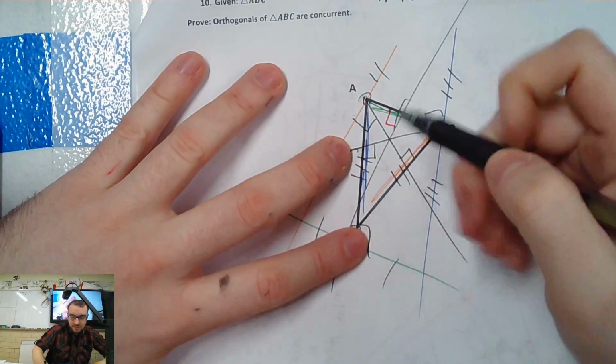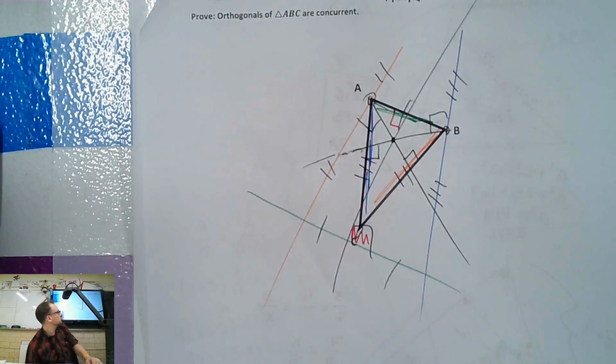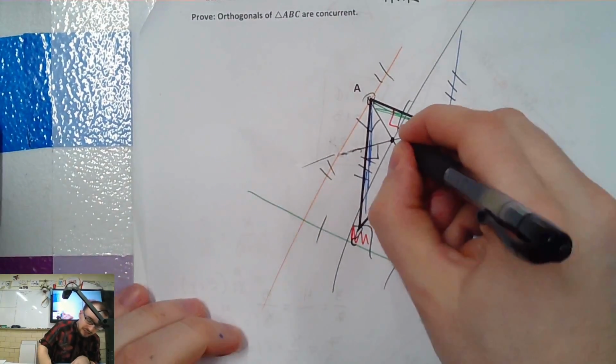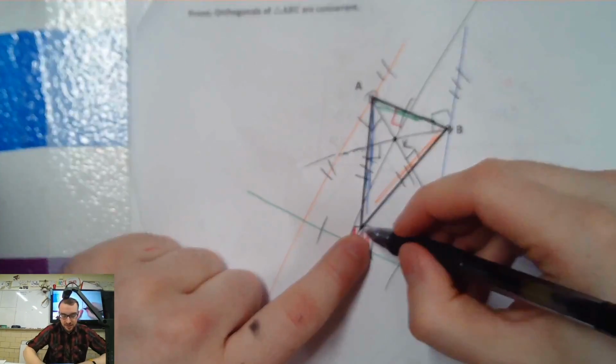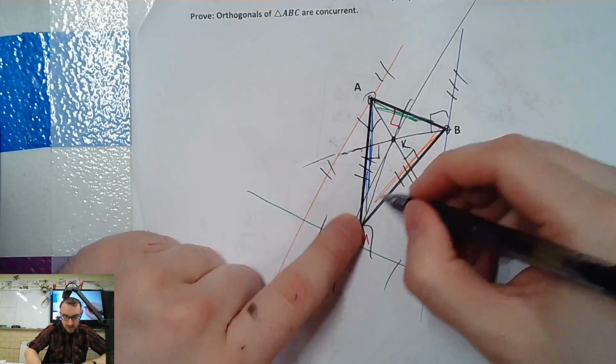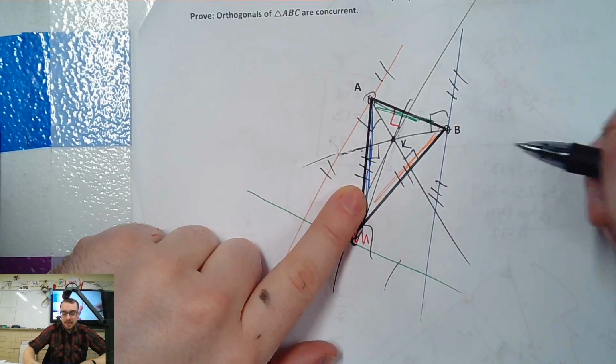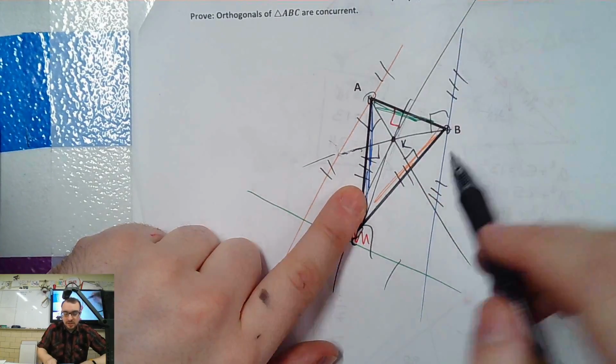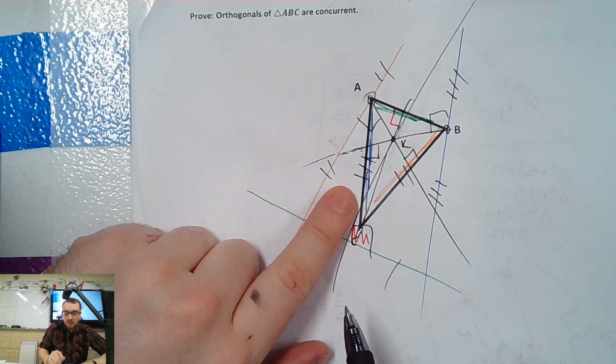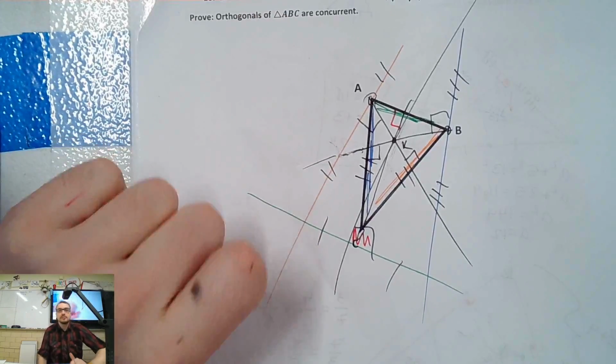And that means they all intersect at K, which we know perpendicular bisectors do, right? Well, if they all intersect here, isn't this line right here that I drew so well an orthogonal of the original triangle? And isn't that an orthogonal of the original triangle? And isn't that an orthogonal of the original triangle? Then our orthogonals are concurrent.